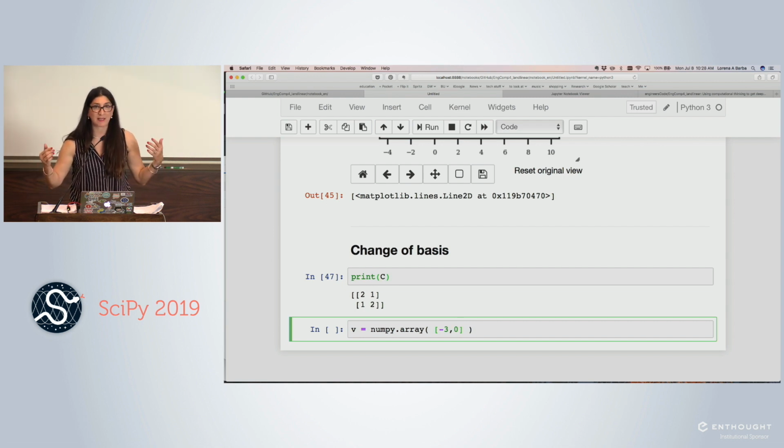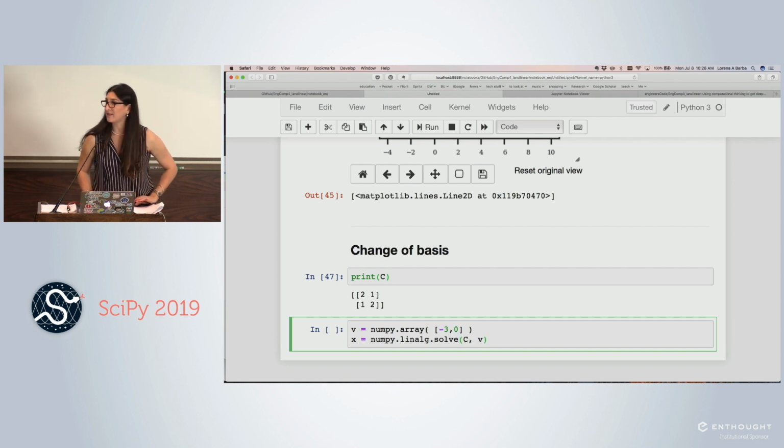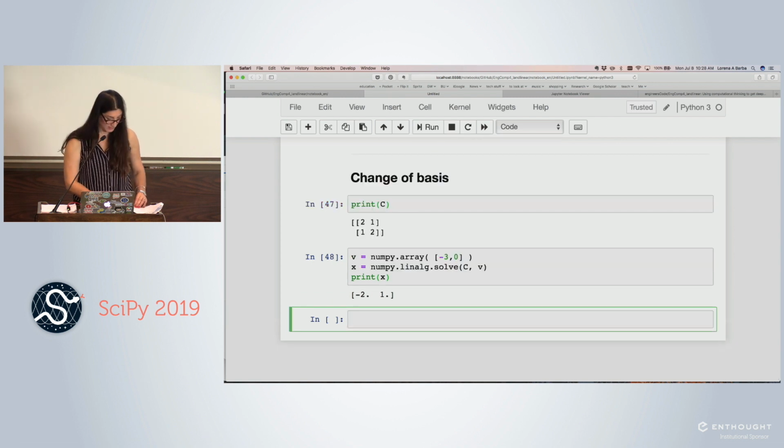We know that we want to express it as a linear combination of i and j. We have to multiply i by minus 3. We have to multiply j by 0. Those are its coordinates in the standard basis. Let's now find the vector x that solves the linear system with matrix C and right-hand side v. That solution vector, minus 2, 1, are going to be the coordinates of v in the new basis A and B. So in other words, a linear combination of A and B with scalars minus 2, 1 gives you v, the same vector v.